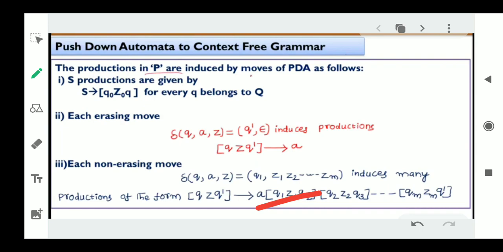This is how we are going to convert. We will analyze these rules with an example problem so that we will understand very clearly.